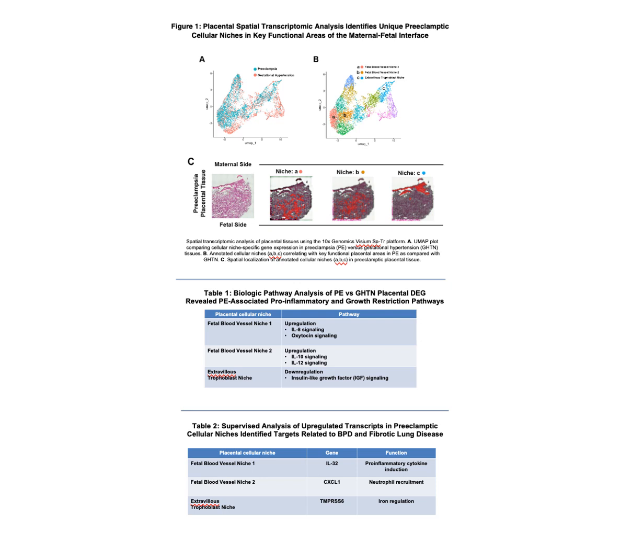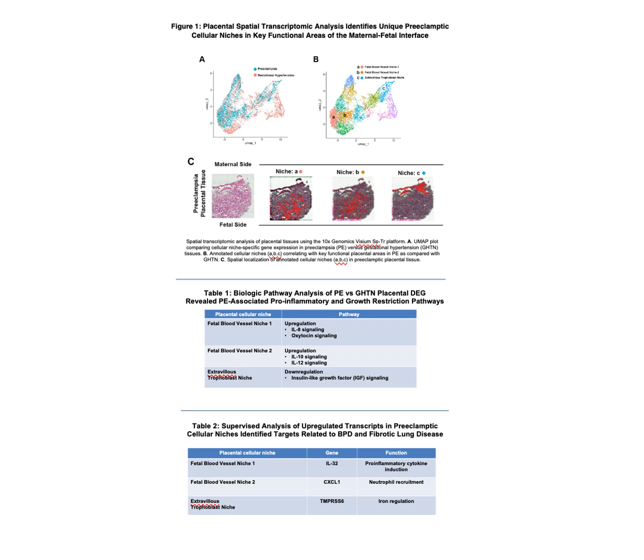And in our extravillous trophoblast niche, we found a new and interesting target regarding iron regulation. And there's been recent literature showing that iron overload in tissues may be related to the pathogenesis of fibrotic lung disease. So this could be an interesting area for future investigation.